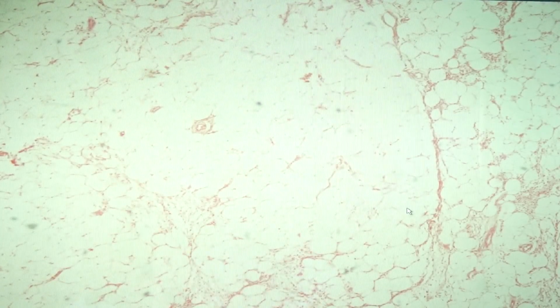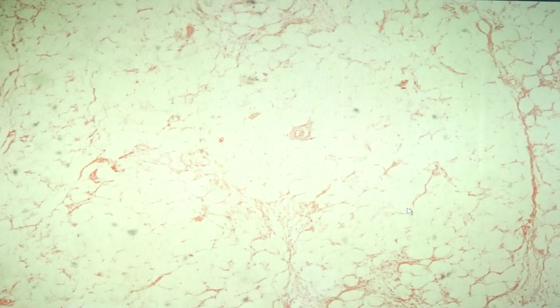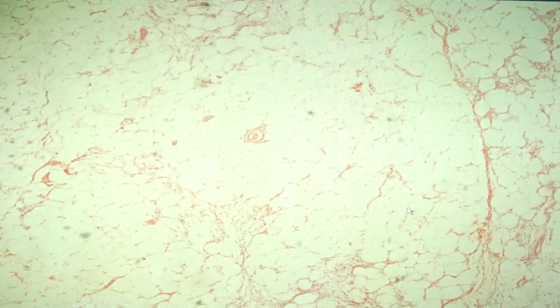Then we have slide 25, which is liposarcoma. Liposarcoma is associated with MDM2 activation, which is identified with p53 inactivation, if you remember that one. MDM2 is an inhibitor of p53. So in liposarcoma, MDM2 activation would be present. First of all, you have to look at the area of the normal tissue.